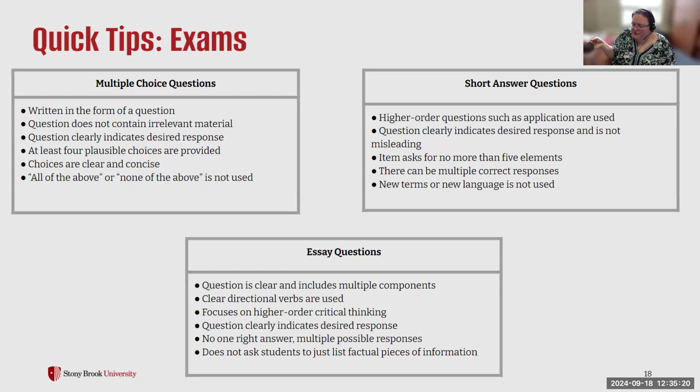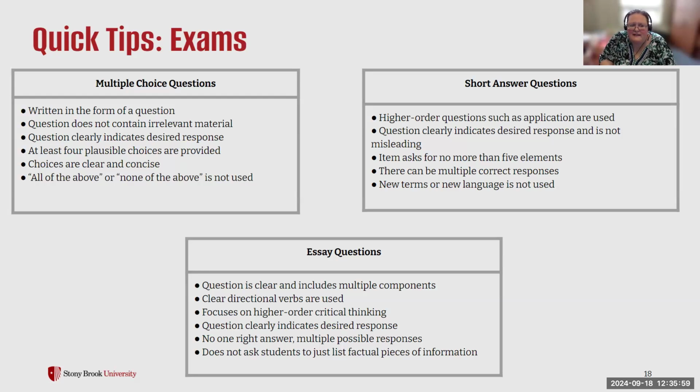So multiple choice questions, in terms of cognitive load and student thinking, students tend to perform better when multiple choice questions are written in the form of a question rather than an incomplete sentence that then the answer finishes. So it could be the question getting at the same type of content, and the same student will do better responding to a multiple choice exam item that is written in the form of a question.